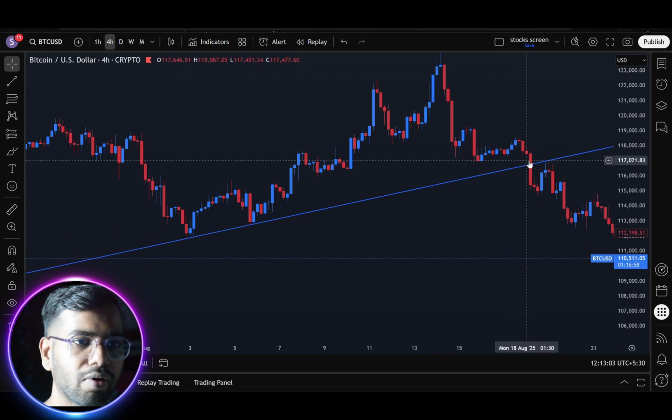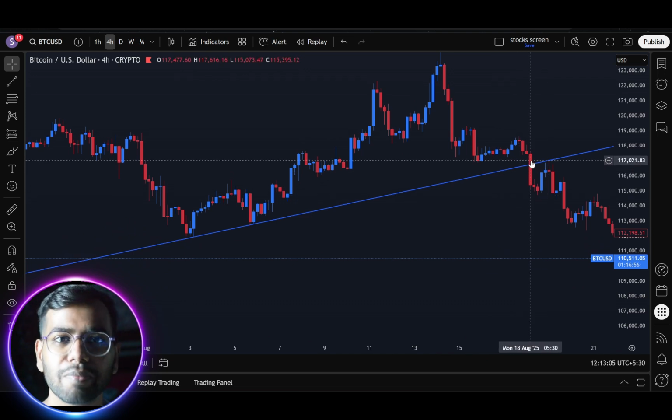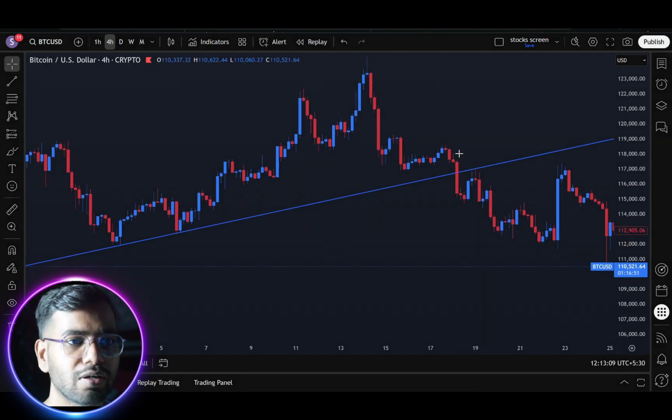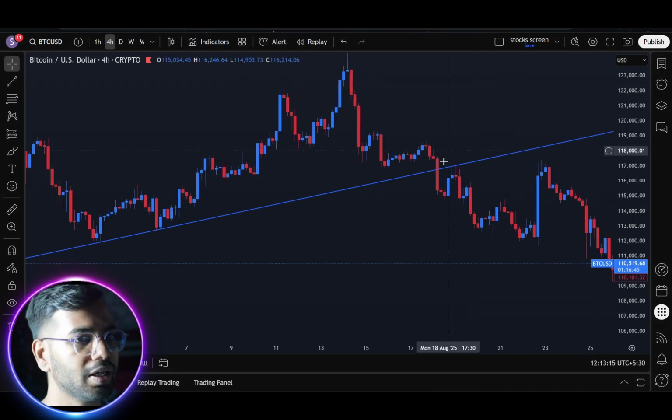So at 4 hour time frame, at the completion of 9:30 a.m. candle, I took this particular trade. Okay, friends, and this trade turned out to be beautiful, and Bitcoin moved into the downward direction. So this was the reason for taking this trade.